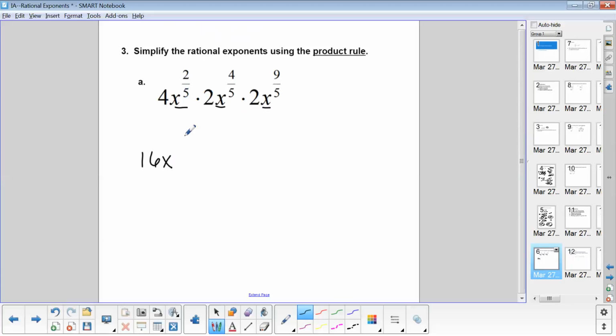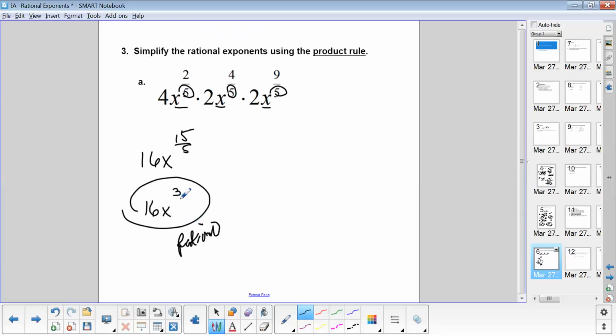And x is a base, so fifths, fifths, and fifths. Since the denominators are the same, I'm just going to add the numerators. 2 plus 4 is 6, 6 plus 9 is 15 fifths. And x to the 15 fifths is x to the 3. So there is my rational exponent form, because it still can be written as 3/1.